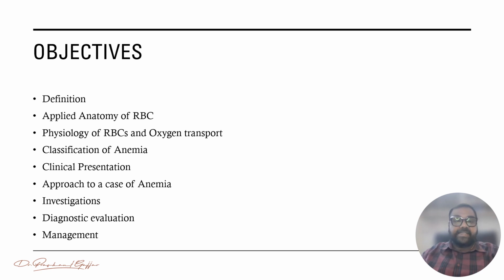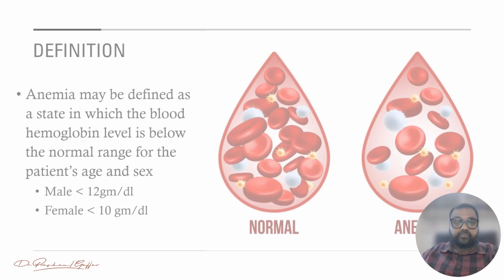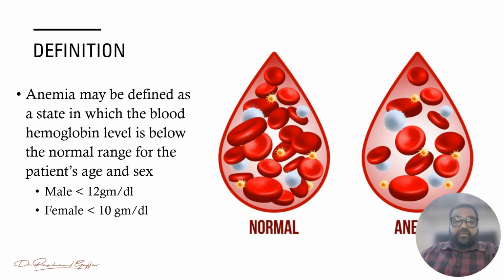So let's see the definition of anemia. Anemia may be defined as a state in which the blood hemoglobin level is below the normal range for the patient's age and sex. The WHO defined the normal value of Hb in males as 12 gram per dL and in females less than 10 gram per dL, right?